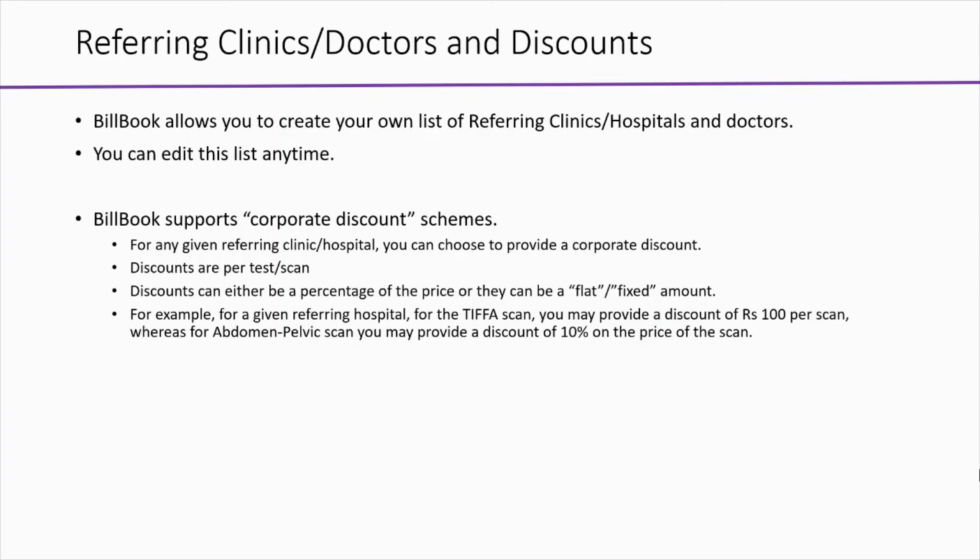For example, for a given referring hospital, for a TIFA scan, you can choose to provide a discount of, let's say, 100 rupees per scan, whereas for abdominopelvic, you can choose to provide a discount of 10% of the price of the scan. You can also have a fixed discount, for example, in percentage for all the tests. That's also equally easily possible. So this is about referring clinics and discounts.